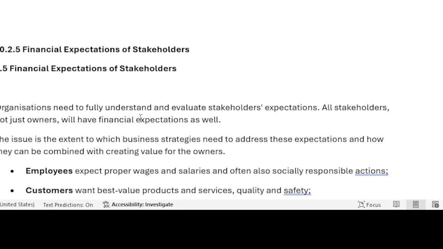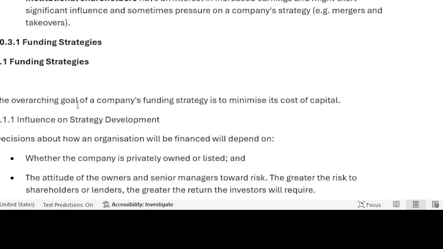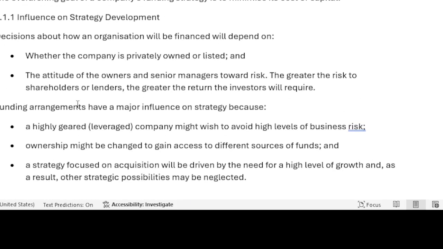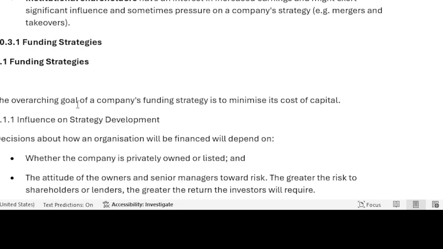So financial expectations to stakeholders, this is quite basic and easy to understand. I think that one doesn't need much explanation. We can look at funding strategies.